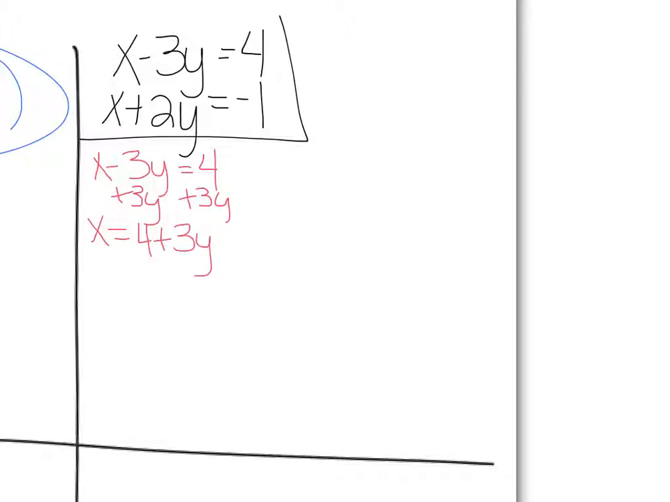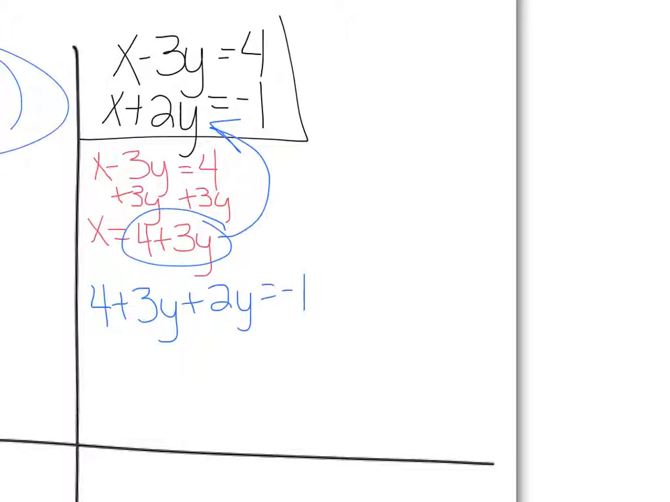Now that I have x isolated, I need to make sure, be really careful that you're substituting this value into the other equation. So if I solved my first equation for a variable, that value has to be plugged into the second equation. So in that second equation, instead of x, I'm going to write 4 plus 3y. We're going to rewrite the rest of the equation. The rest of it stays the same. And then solve for y.